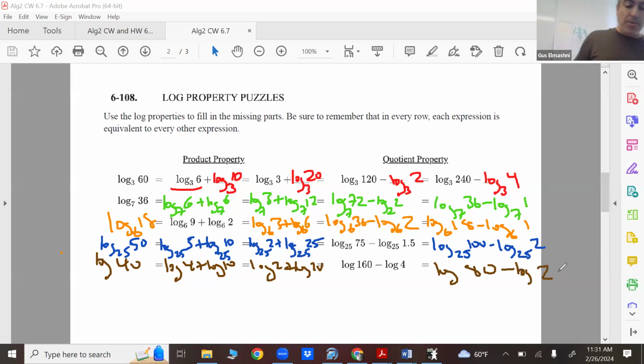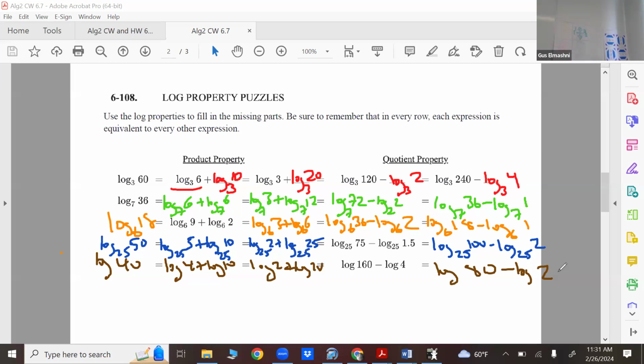Again, yours don't have to be exactly like mine, and my handwriting stinks. So if you have a hard time reading it, please ask. But it's pretty obvious that this is 18, right? 9 times 2 is 18. You can't misinterpret that. It has to be 18. Likewise, this has to be 50, this has to be 40.